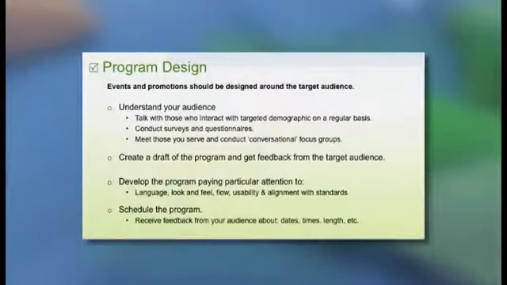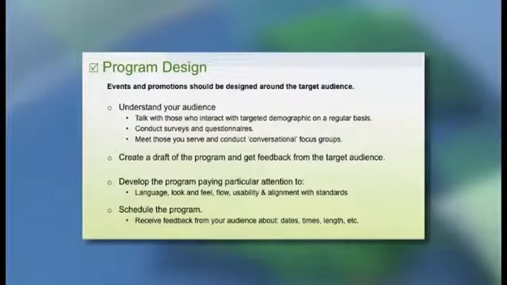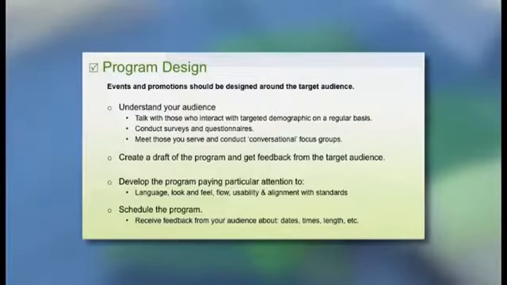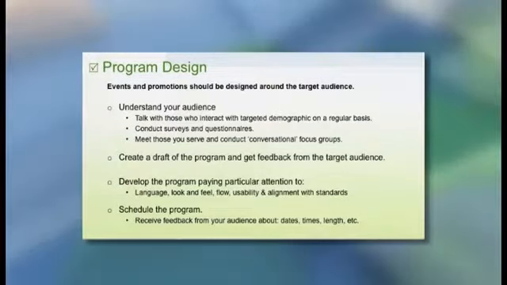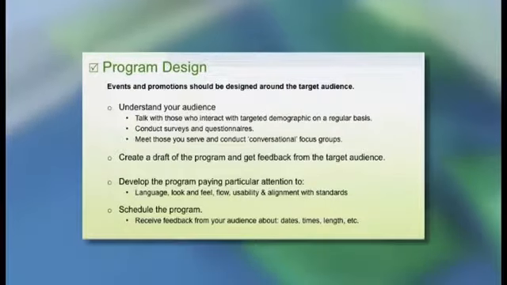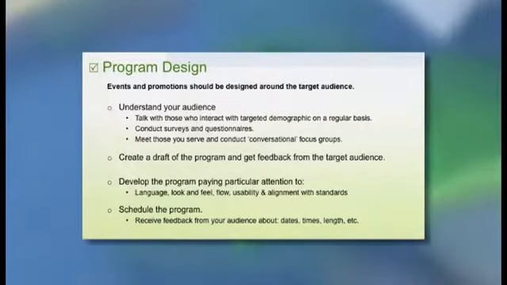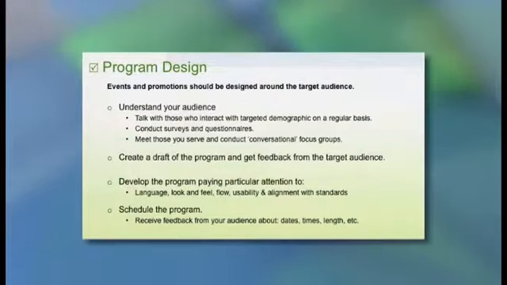Once you have those answers in your head, then you want to create a draft of the program and really pay close attention to those critical elements, things like language, the look of the event, the feel, the flow, the usability, the alignment with standards, and their interest. All of these things we need to take into consideration.